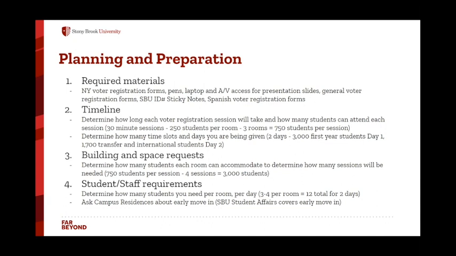So right now we have 3,400 first year students and then about 1,200 transfer students. And we have 2 days to register everybody. So what that looks like for us is determining sort of what the rooms are going to look like, which is a little bit tricky. For us, they give us 3 lecture halls on campus in which we're able to break down 250 students per room, which is 750 students per session.